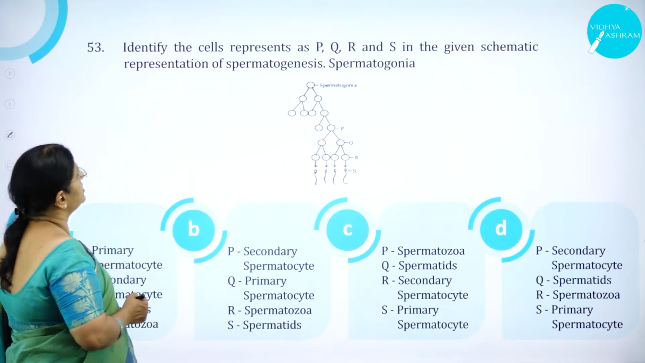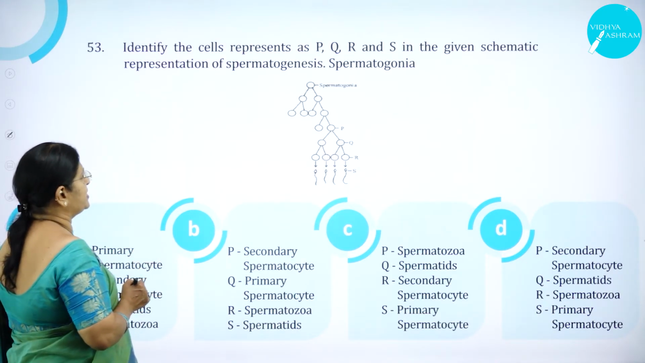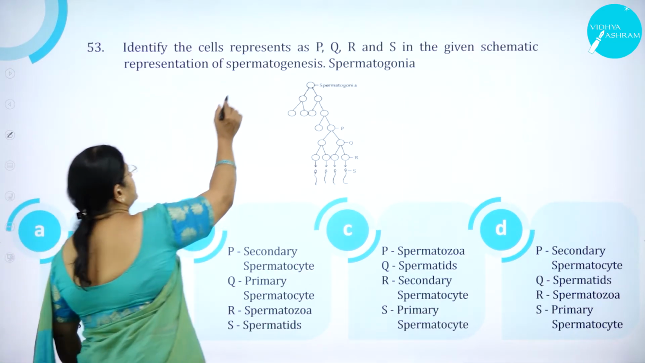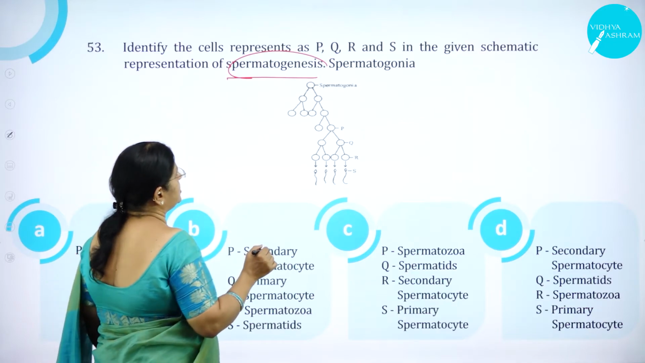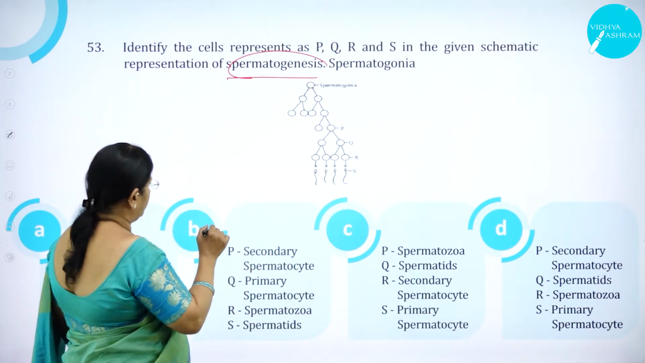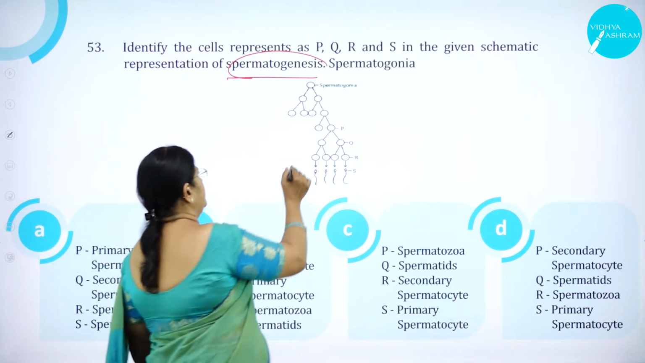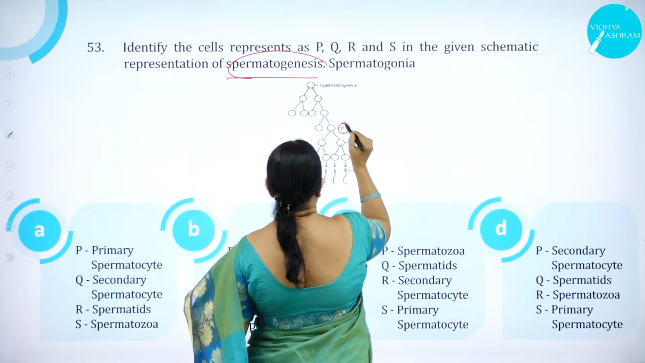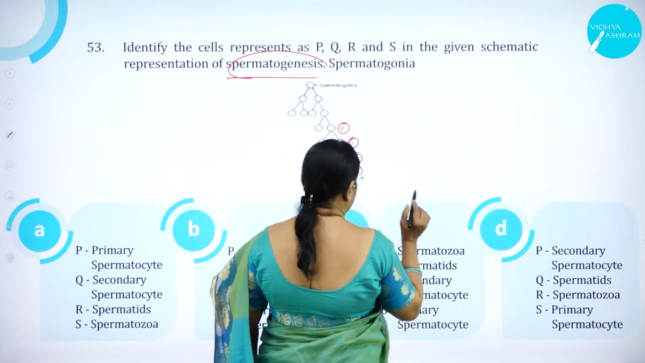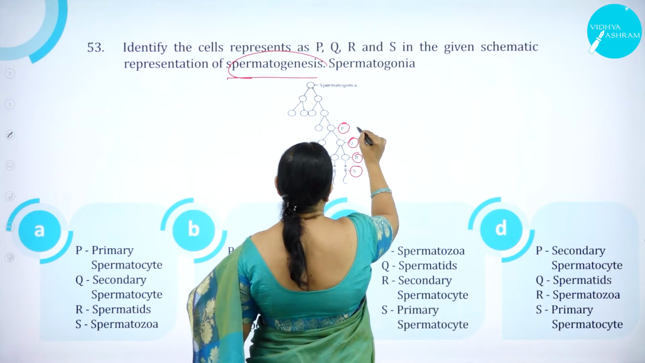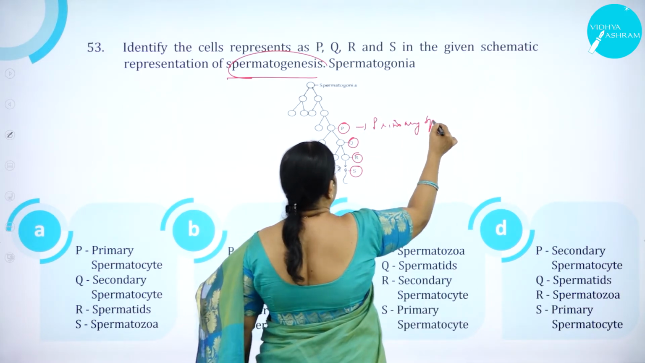Identify the cells represented as P, Q, R and S in the given schematic representation of spermatogenesis. This is a schematic representation of spermatogenesis. Now, what is P, what is Q, what is R and what is S? So P is primary spermatocytes.